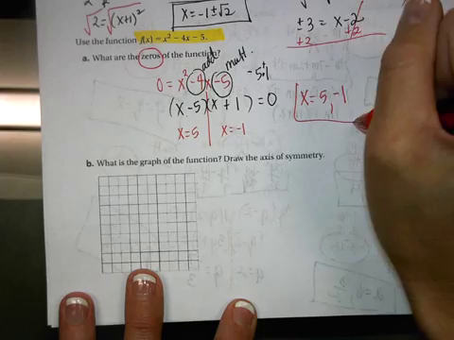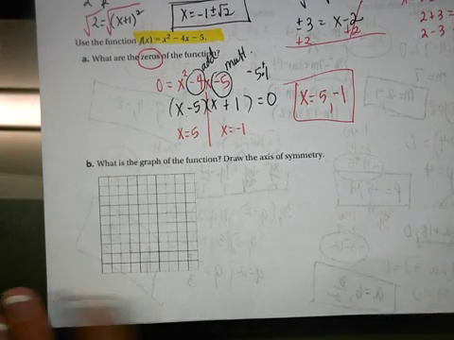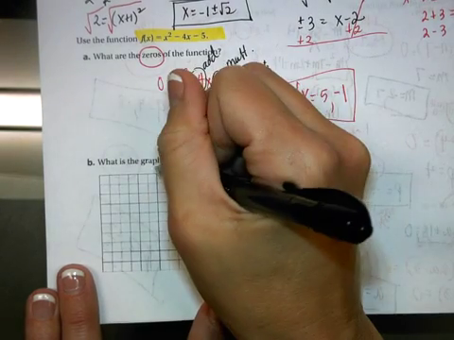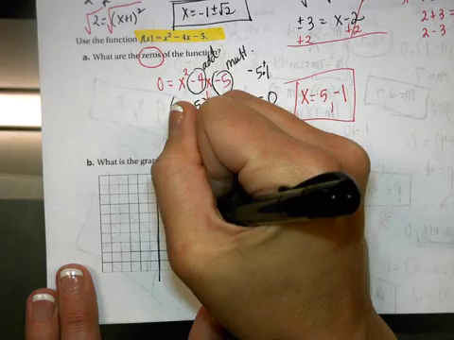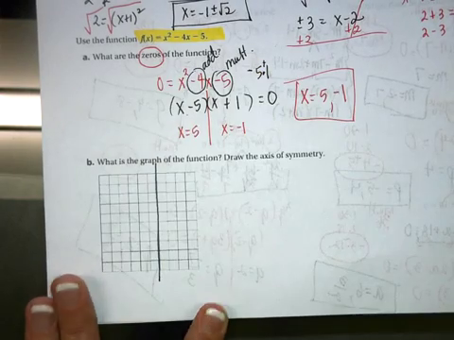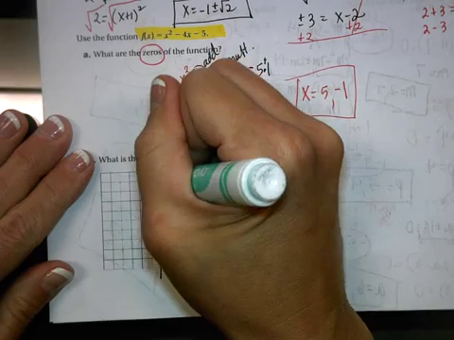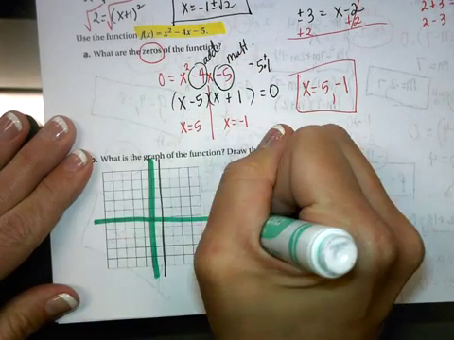Okay, on part B it says, what is the graph of the function? Draw the axis of symmetry. Okay, so we're going to have to draw our axis. Okay, so my axis is going to be here. I want to make it so that I have at least enough room to draw the 5.